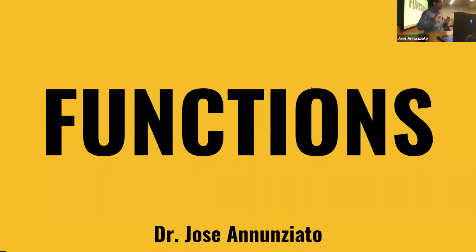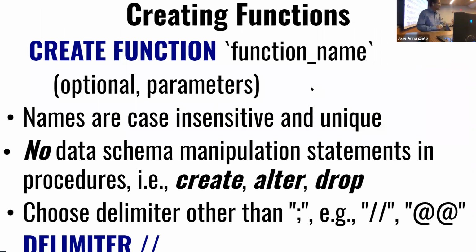So first, let's take a look at functions. The way we create functions is with the statement create function, and you give it a name for the function. The pointy brackets here are not necessary, but it's common to use the quotations. And then you can put in parentheses any optional parameters that you might pass it. And then inside of the function, you put the begin and end where you're going to put your code.